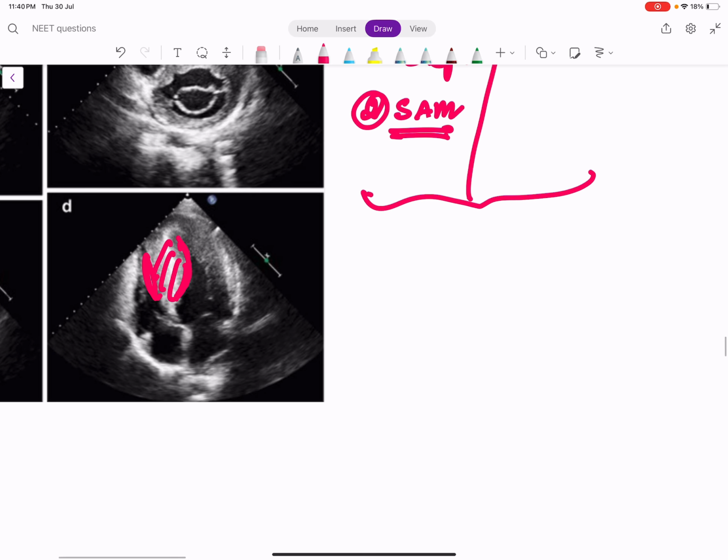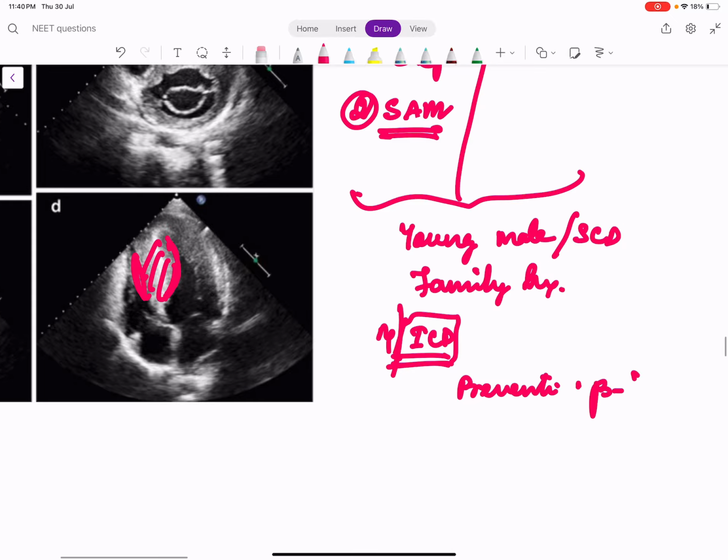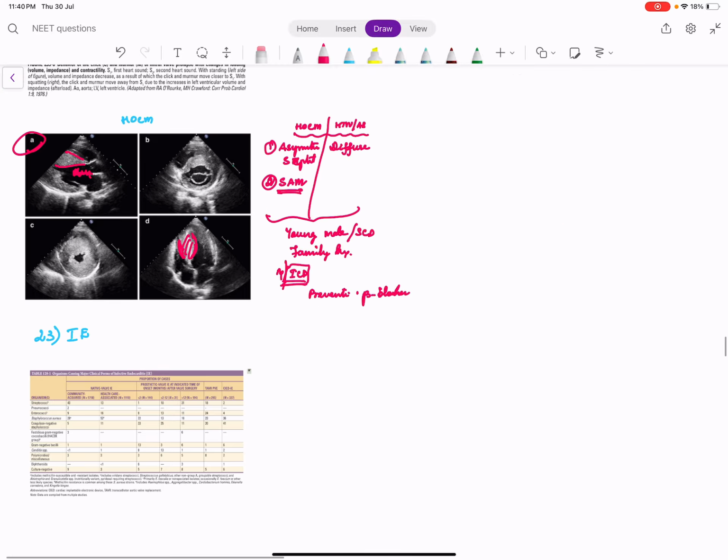So how will be the presentation? A young male who presents with sudden cardiac death, and there is usually a family history. So this is hypertrophic cardiomyopathy. And treatment, as it causes sudden cardiac death, implantable cardioverter defibrillator is the treatment. As a preventive measure, usually beta blocker is given. Sometimes the hypertrophied septum is surgically removed.